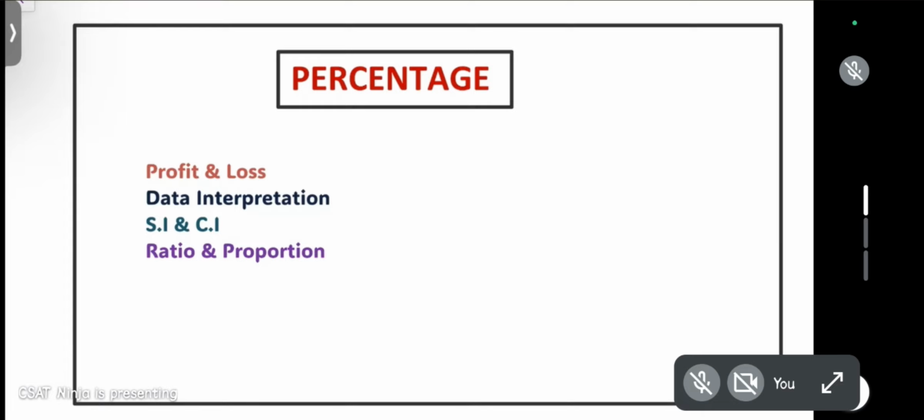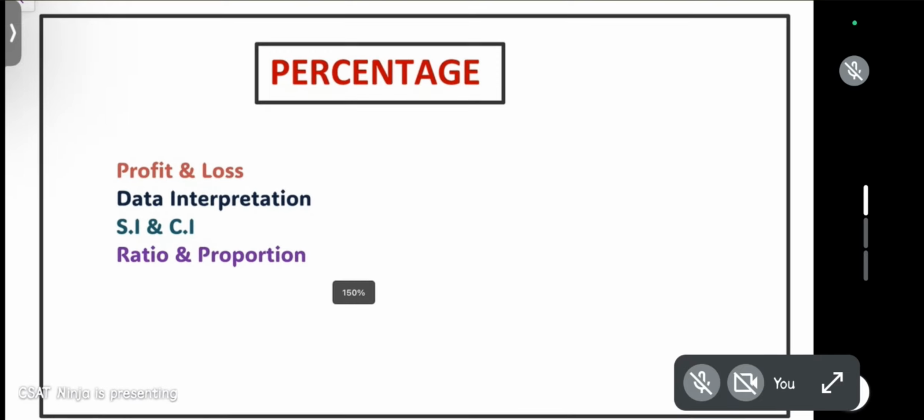Okay, let's start. I think most of us are here. Tonight I'll be discussing percentage. So, am I audible? Yes, no. Okay, then let's start.